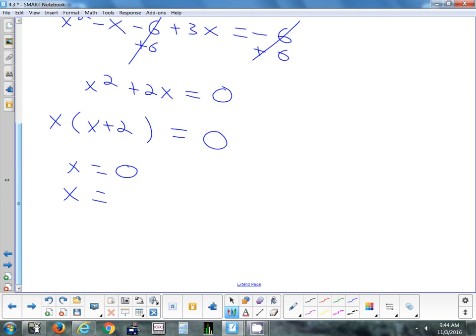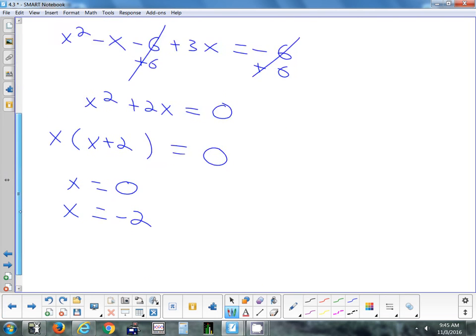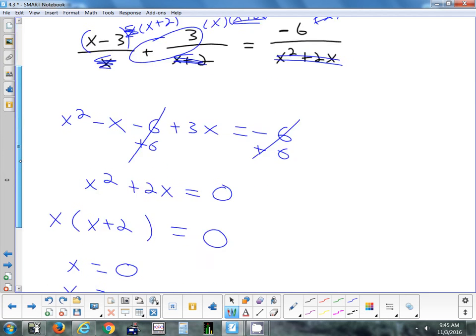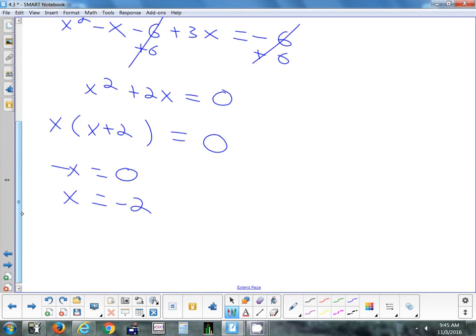Can you plug 0 into the original problem? No. Can you plug -2 in? No. So this problem has no solution. Okay, both of these answers are extraneous. Okay, can't solve it. Any questions on that one?